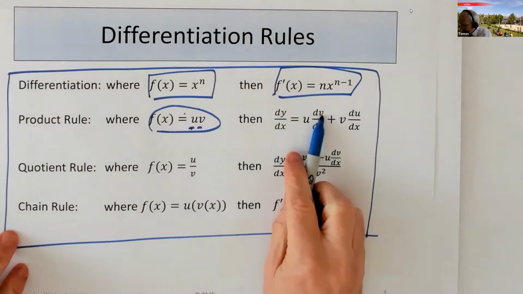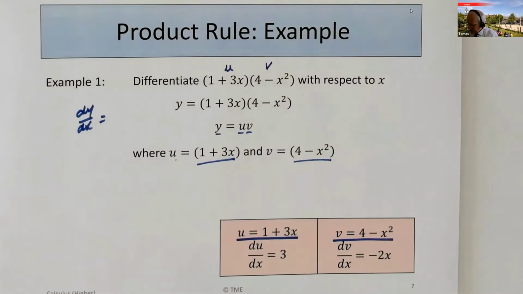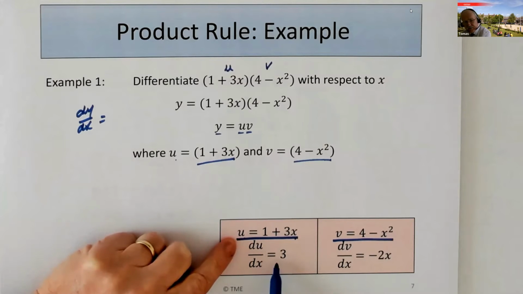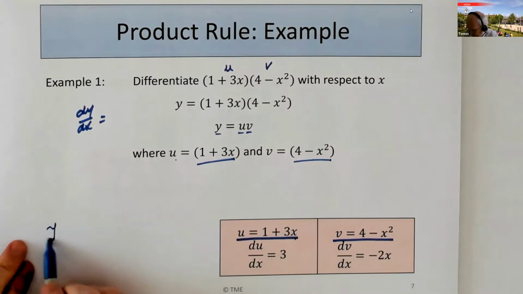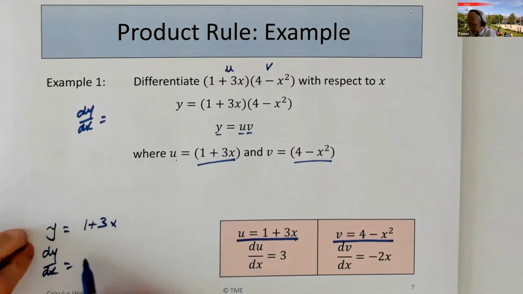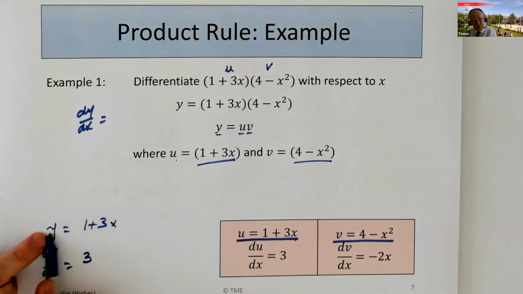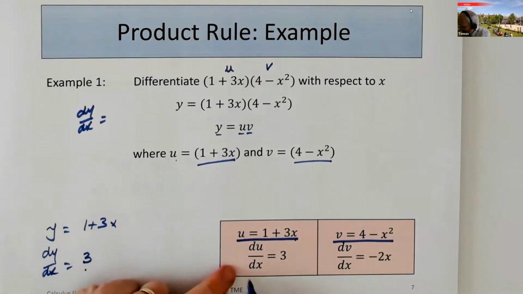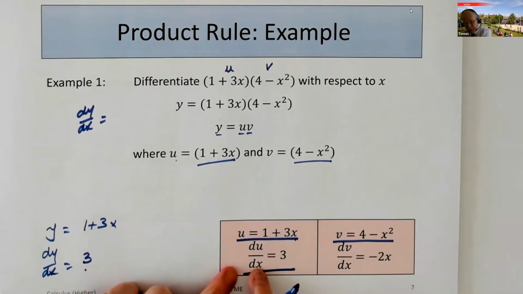Now if I'm going to use this formula, I'm going to have to get dv dx and du dx. So if u is equal to 1 plus 3x, what's du dx? Well, if y was equal to 1 plus 3x, dy dx would be, well, that would disappear, it's a constant, and that would be just 3. But that's just a variable on the left-hand side and a variable on the right-hand side. There's no reason it has to be y. So if u was 1 plus 3x, du dx would be 3. So du dx is, I write down as 3.